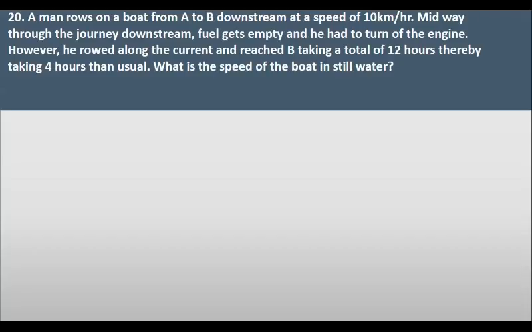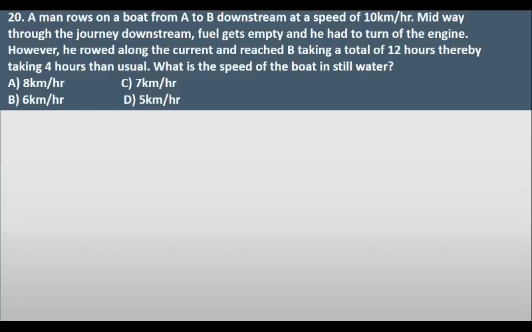A man rows on a boat from A to B downstream at a speed of 10 km per hour. Midway through the journey downstream, fuel gets empty and he had to turn off the engine. However, he rowed along the current and reached B taking a total of 12 hours, thereby taking 4 hours more than usual. What is the speed of the boat in still water? And the options are 8 km per hour, 6 km per hour, 7 km per hour and 5 km per hour.